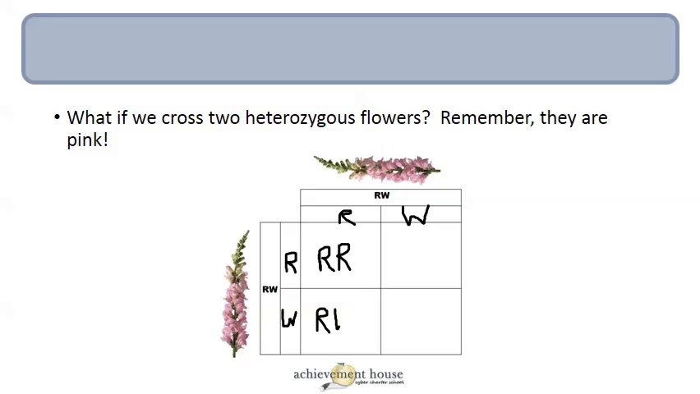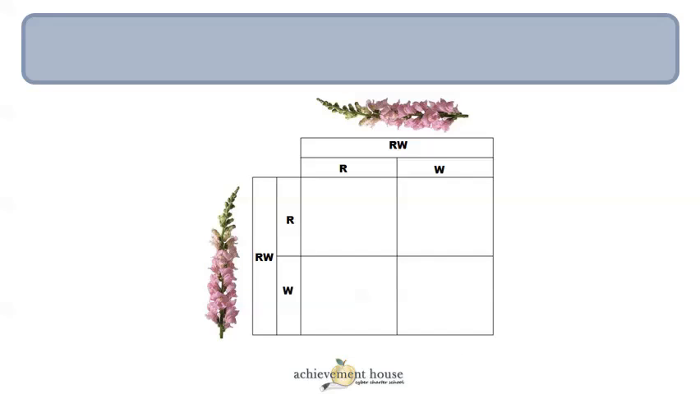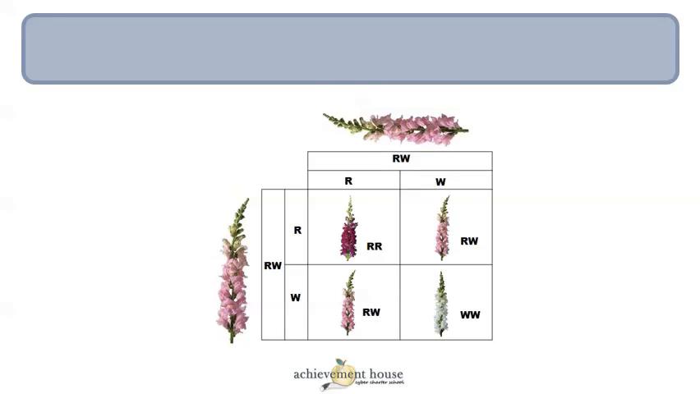Looks like we're going to get more variety here in the offspring. 25% of the offspring are RR, 50% are RW, and 25% are WW. That's their genotype. Let's take a look at what their phenotype would look like. 25% red, 50% pink, and 25% white.